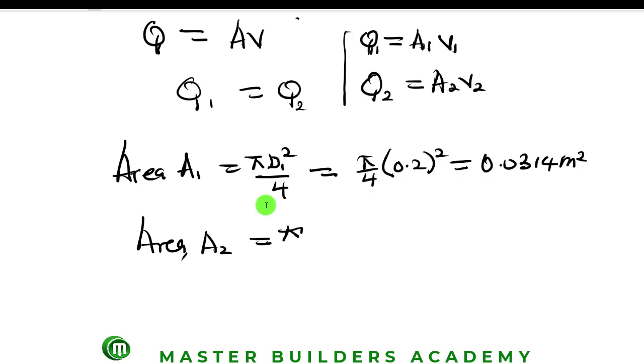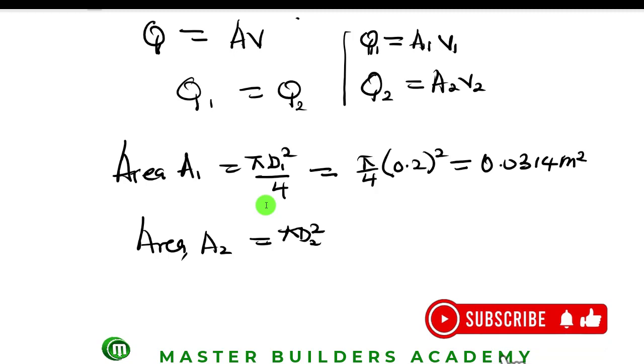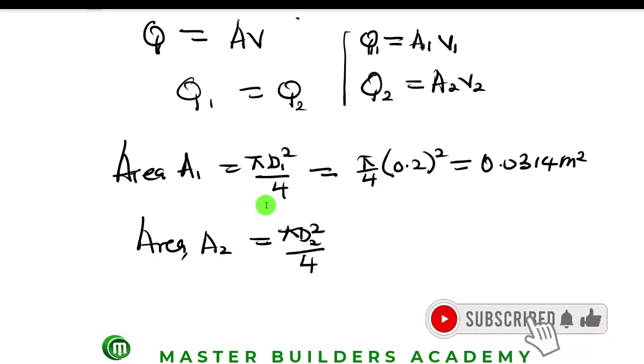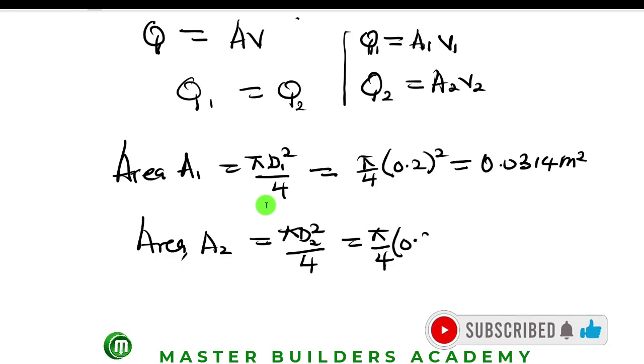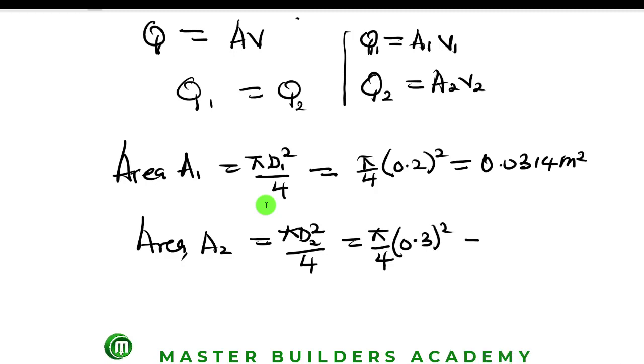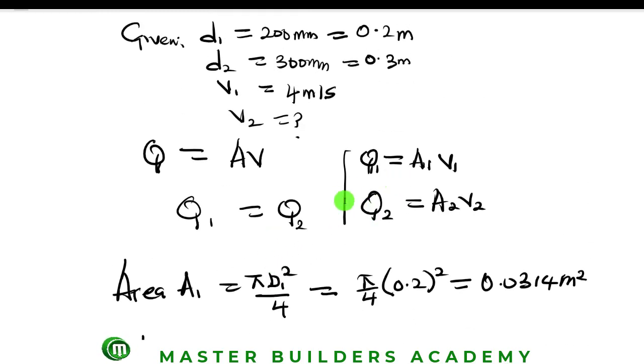Area 2 is equal to pi d2 squared all over 4, and then we have pi over 4 multiplied by 0.3 squared, and then when we find this result, we'll have this as 0.070 meter squared. Now that we have gotten the area, we'll now come to the discharge. Now, if you check discharge 1, Q1 is equal to A1 V1. Then Q2 is equal to A2 V2.